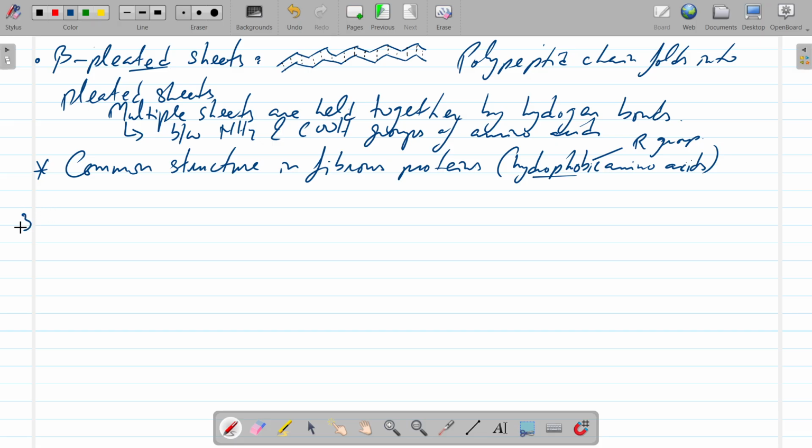Now, the third level is the tertiary structure. Oh, by the way, as I said, the alpha helix and the beta sheet are the common secondary structures. Sometimes proteins just undergo random folding and coiling.